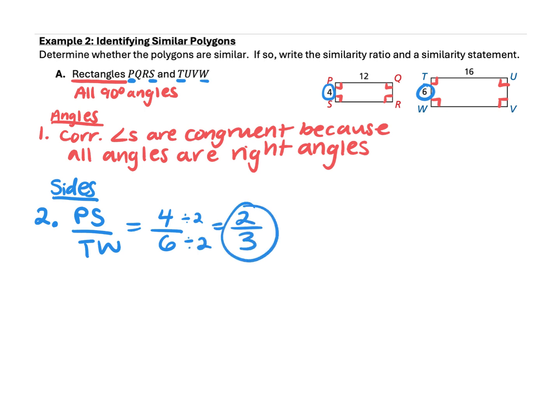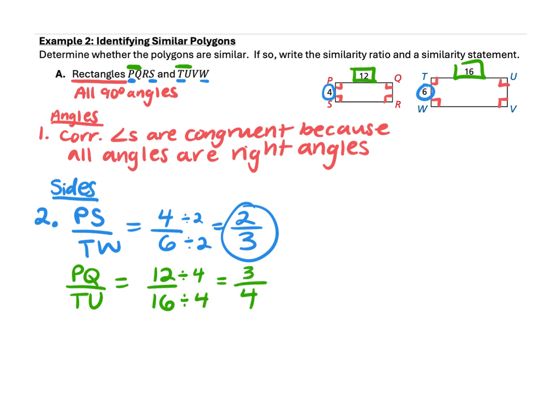Let's check the other side. So we have 12 or PQ. So PQ matches with TU. So PQ over TU. Again, first two letters. So that's 12 and 16. Well, 12 and 16, let's see if we can reduce this here. I know that those two numbers are both divisible by 4. So if we divide that out, we get 3 over 4.